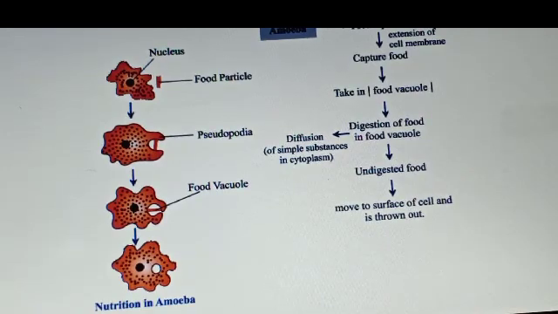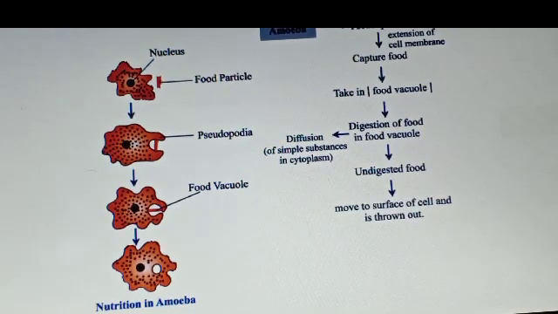The next image is of nutrition in amoeba. In that you have to describe the 5 stages of nutrition: ingestion, digestion, absorption, assimilation and egestion. In that you have to draw how the amoeba takes the food and then digests, absorbs, assimilates and ejects. In these 4 diagrams, in the first diagram you have to draw the structure of the amoeba with the nucleus, and you have to denote the little food particles as you see in the first figure.